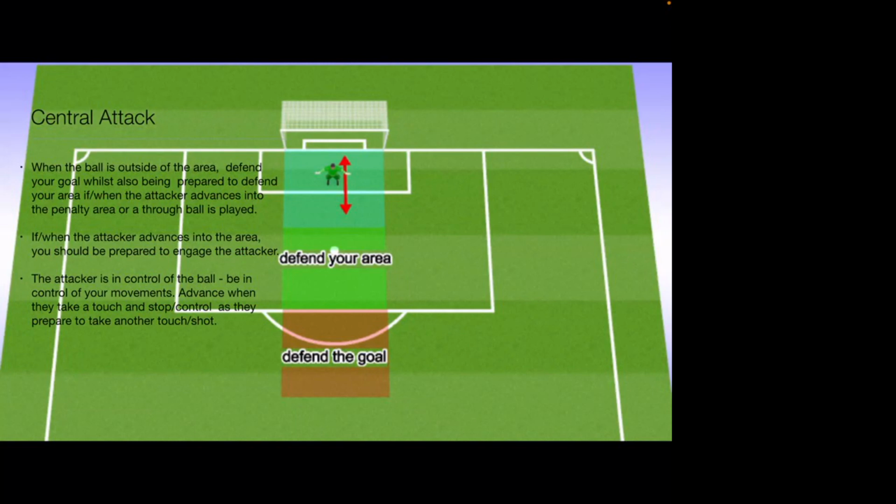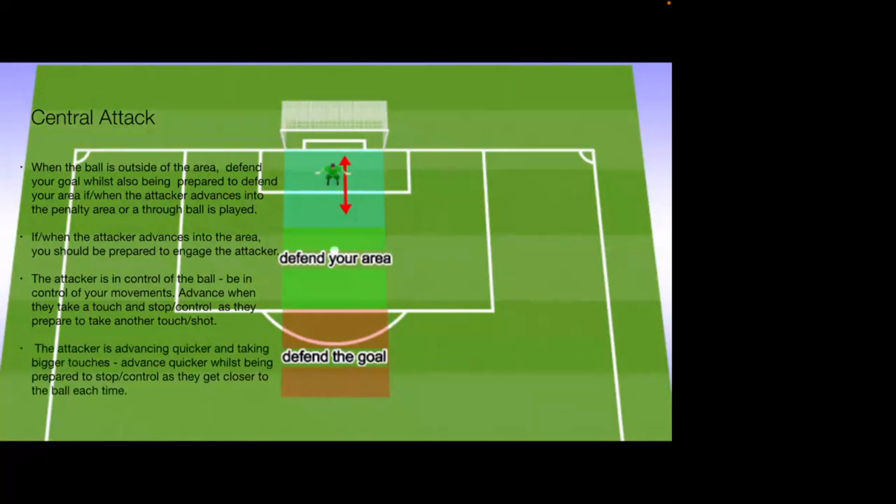As they're prepared to take another touch, think about stepping, or if they're preparing to shoot, you should be in a position where you're set and you can respond in the appropriate way, whether that is a save, so in terms of shot stopping, whether that's spread or whether you're blocking, depending on the distance that you are away from the defender.